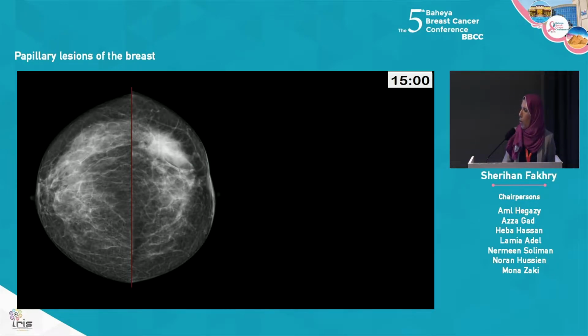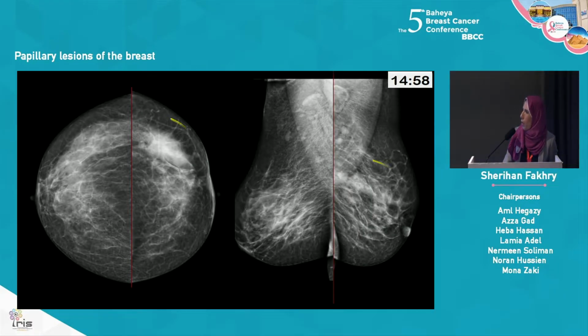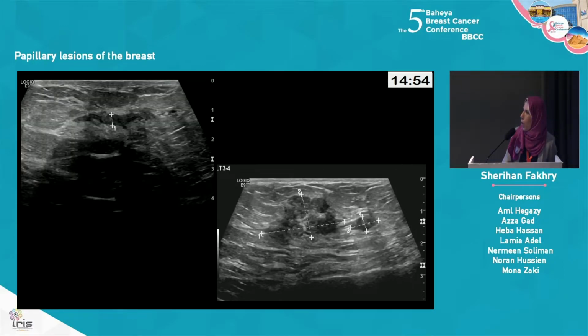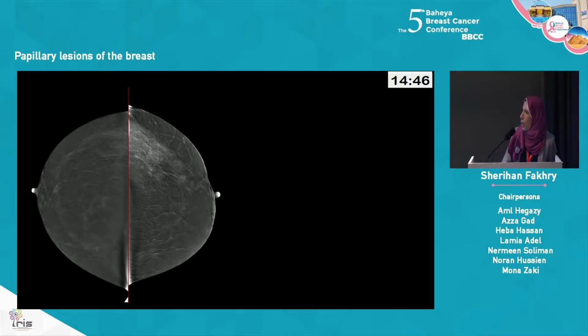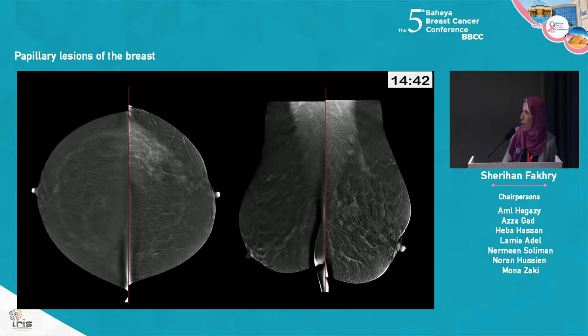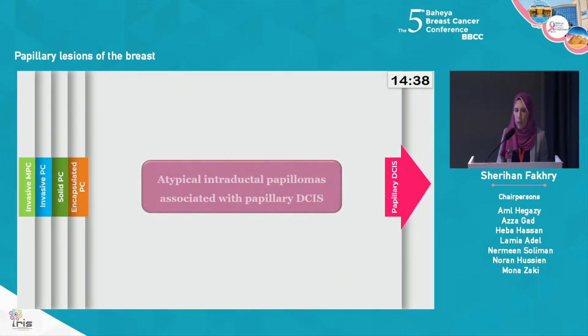In this case, mammography showed left breast focal asymmetry with architectural distortion. By ultrasound, we can see a conglomerate ductal dilatation with intraductal echogenic contents. By contrast-enhanced mammography, there was a segmental non-mass enhancement. Post-operative pathology revealed atypical intraductal papillomas associated with papillary DCIS.